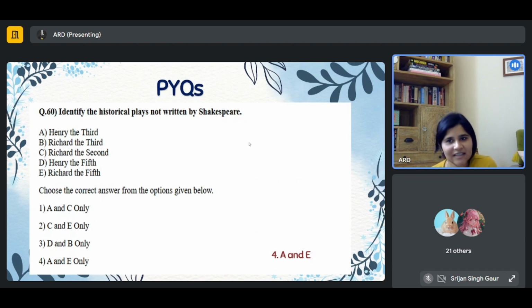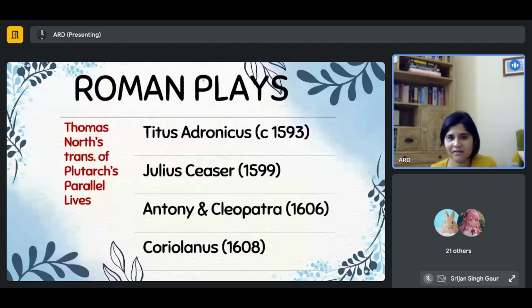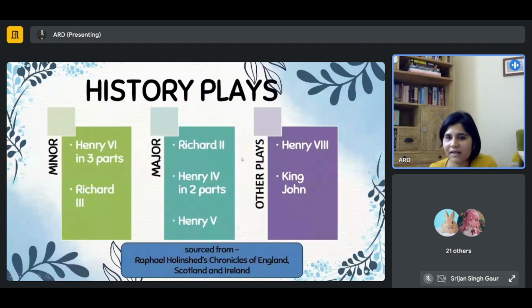See, he wrote Richard II, Richard III. That's it. That's all he wrote. Then you start with Henry IV. So Henry IV he wrote, Henry VI he wrote, Henry V he wrote, Henry VII he did not write. He wrote Henry VIII. So the king who defeated Richard III, Henry VII, he did not write about that.